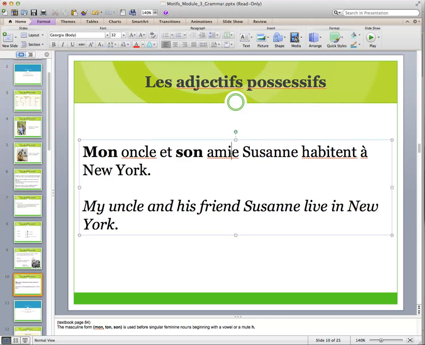Even though this word is feminine, son ami, I'm going to use the masculine form of the word his, because otherwise if I used sa, I would have two vowels together. The way that the French solve this conundrum is to use the masculine form, to put an N next to the vowel or the silent H.